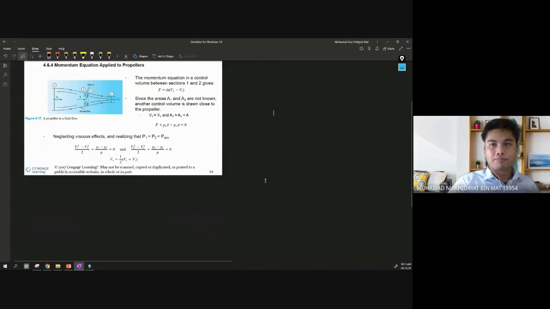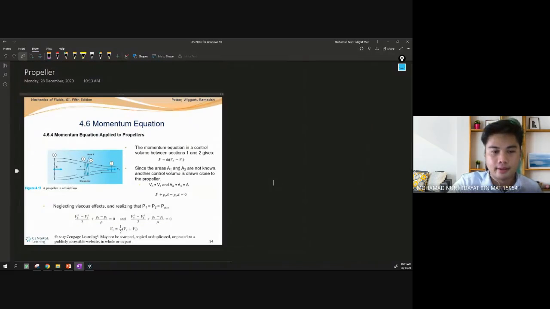Okay. From this statement, now the momentum equation applies to propeller. Previously, we discovered that momentum equation applies to deflector. Now we go to the second application, which is the propeller. The propeller requires the momentum in order to extract the energy, right? So here, the momentum equation is applied to propeller.